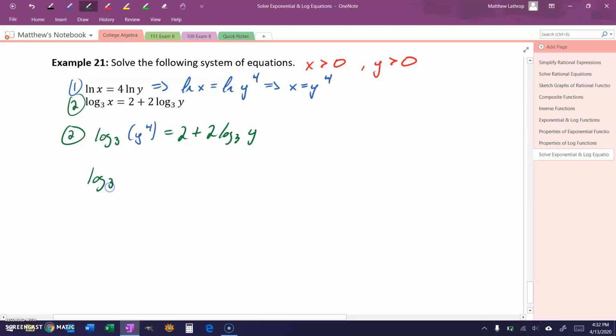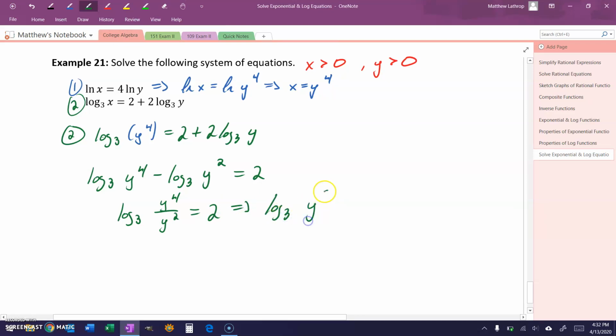So we'll subtract 2 log base 3 of y to the left-hand side, and we can go ahead and bring that 2 as an exponent for the y to rewrite this as the log base 3 of y squared is equal to 2. And then we can rewrite that as the log base 3 of y to the fourth over y squared by combining those two log statements. Or the log base 3 of y squared is equal to 2.